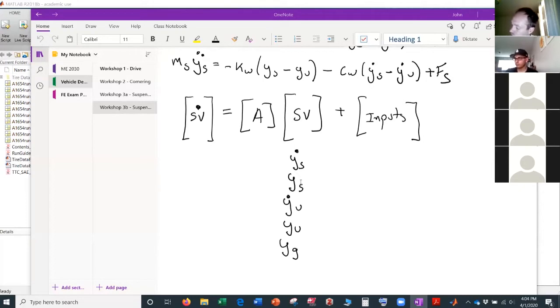So now I'm going to put their derivatives. The derivative of this is just the second derivative of y sprung. This is the derivative. This is y double dot unsprung, y dot unsprung, y dot.